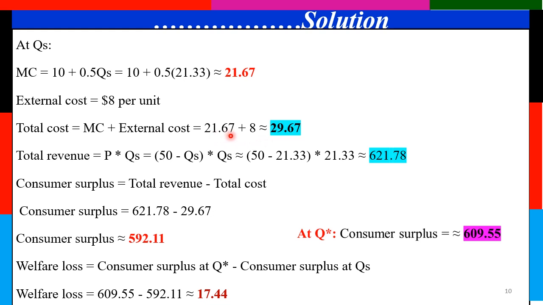When you add those numbers, you can get 29.67. How can you get the total revenue? Total revenue, as we already did, is price times quantity at the socially optimal level. The price function here is the one given to us, times quantity at the optimum level. Therefore, in place of Q, we can substitute the socially optimum level of output, which is 21.33.